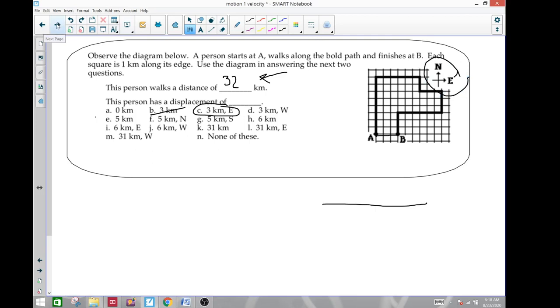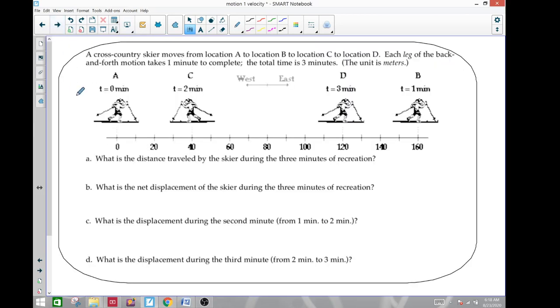A cross-country skier moves from location A to location B, location C, and location D. We went from A to B in 1 minute, and then each leg took 1 minute. So they went from A to B, and then of course B to C, and C to D. Let's answer the questions.